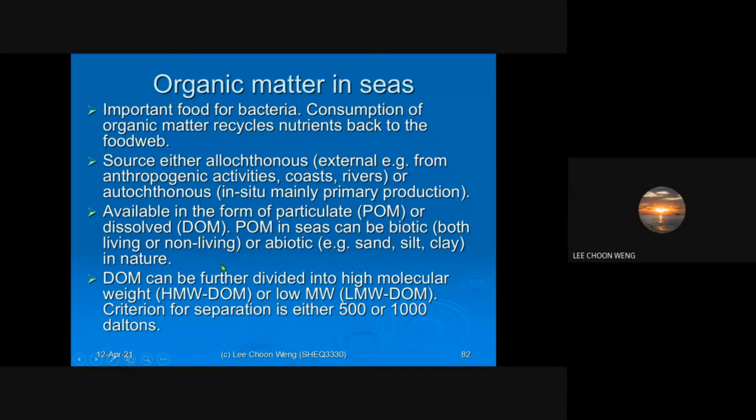What are the different forms of organic matter in the seas? You can have particulate and dissolved. As I mentioned earlier, when you talk about particulate or dissolved, we need an arbitrary filter size to separate them. You can either use a 0.7 micron glass fiber filter, GFF, or a 0.45 micron Millipore nitrocellulose filter, or a 0.2 micron filter. It is dependent upon the researcher what kind of filter they use, but from the literature, any of these three is okay. Some researchers use 0.7, some use 0.45, some use 0.2.